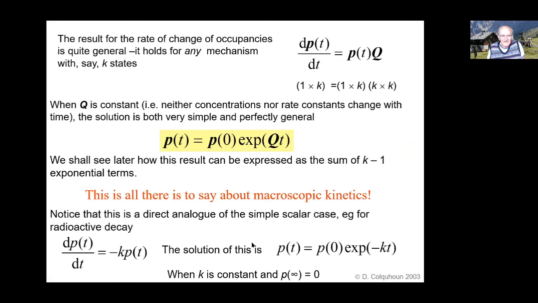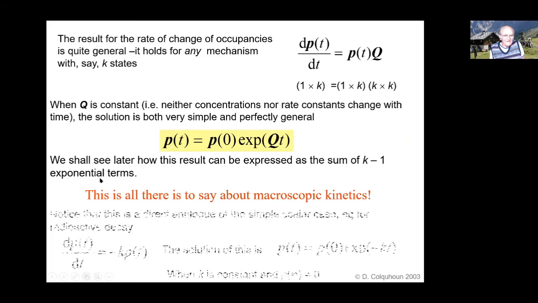And notice that this is a direct analog of the scalar case. If you are considering radioactive decay, for example, we can say that the rate of decay is equal to a constant times the amount present at time t, and that the solution of that is P of t equals P of naught, the zero time concentration, e to the minus kt. And that's exactly the same general form as this completely general expression. So that's really very sexy.